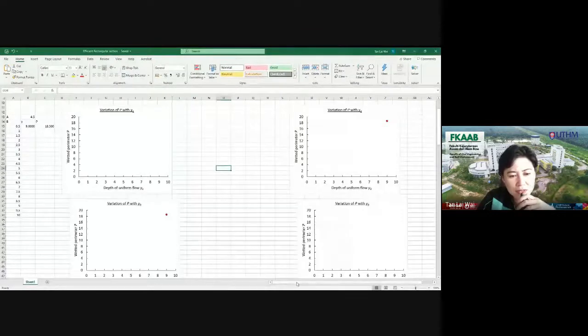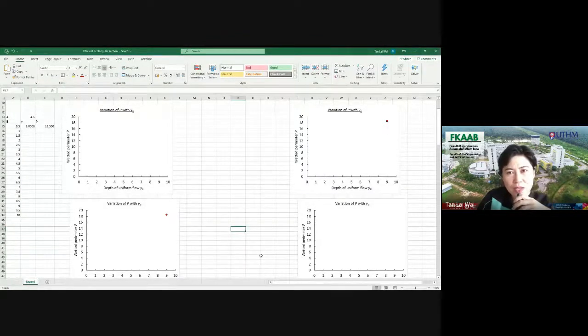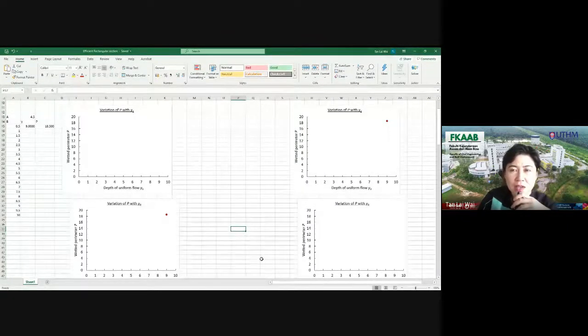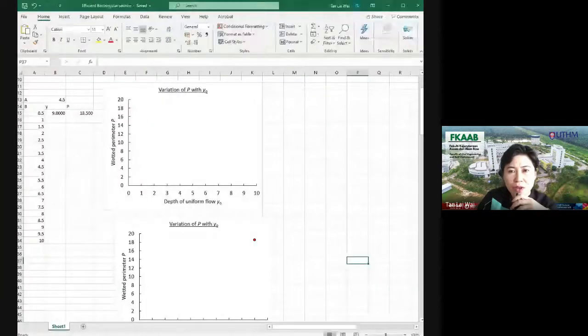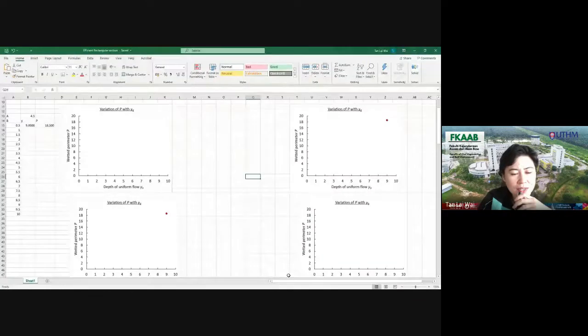Remember last time in our chapter 2, I talked about the best hydraulic section, right? Why do we need to find the dimension when we set dP over dy equals to 0? That means we are having P minimum. Of course, when P is minimum, it is the best section because the cost to construct the channel would be minimum, as well as the channel lining, basically. Now let's look at this.